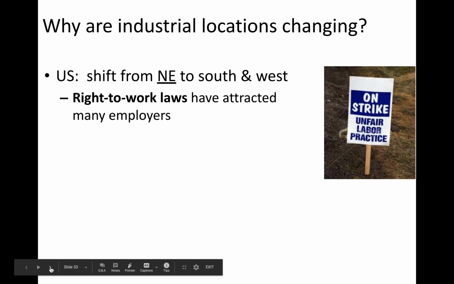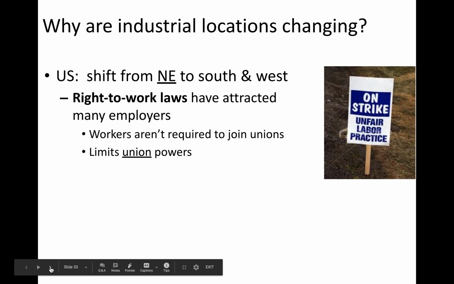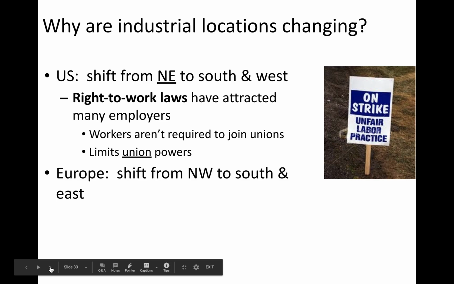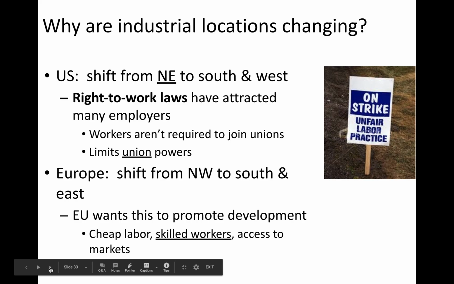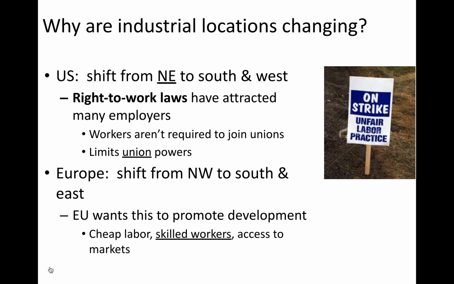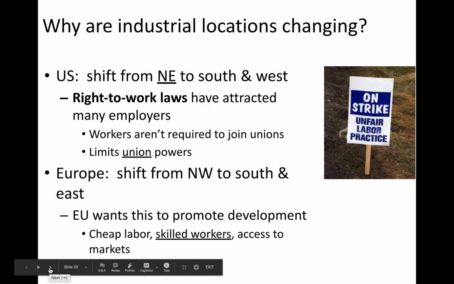Why are industries changing? They're moving from the Northeast to right to work states, because of non-union workers. They have lower wages without pensions. And then we see it shifting from Northwest or Western Europe to the East and South. The EU is shifting it because they're promoting economic development for all the countries in the European Union. And again, it's moving south and east because of cheaper labor. But as I already mentioned, they're more skilled than other parts of the world like East Asia or Southeast Asia.